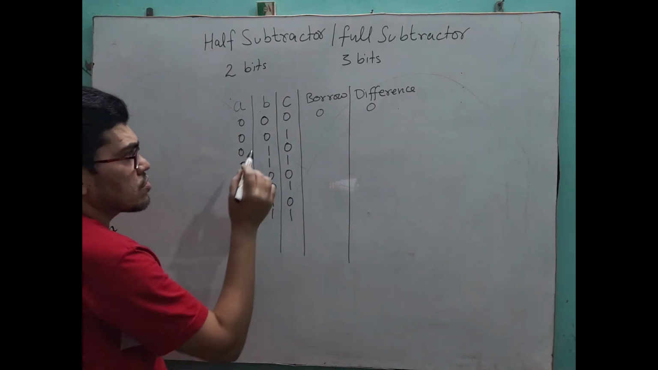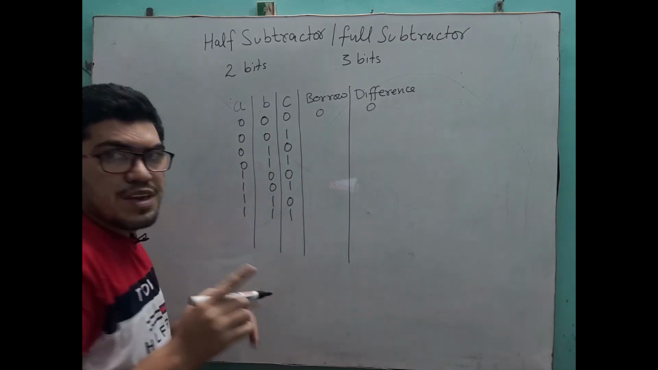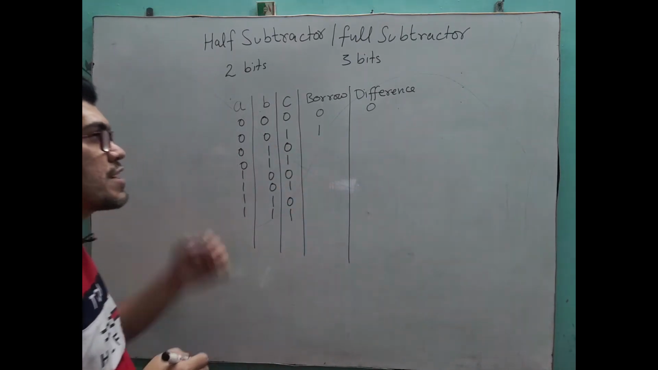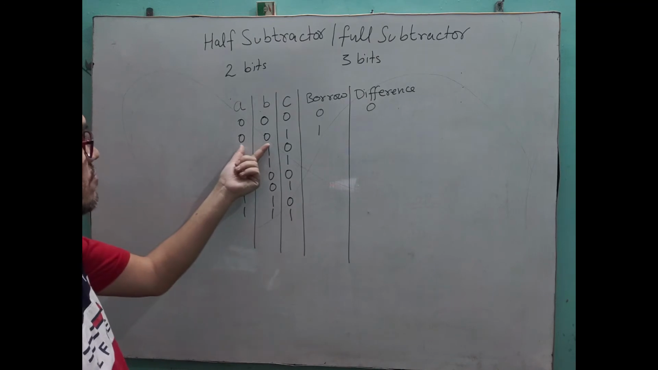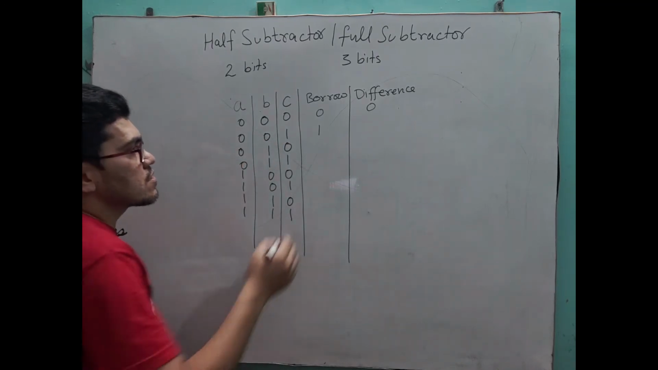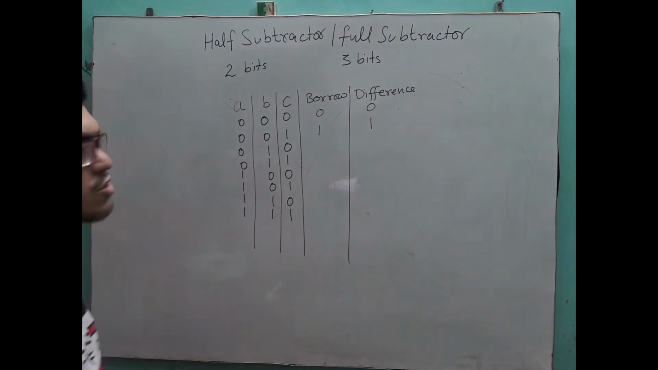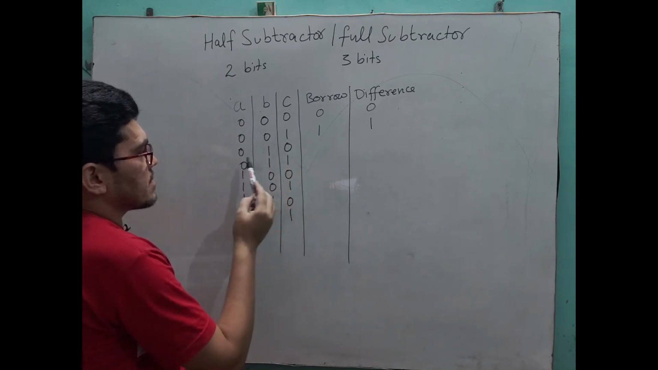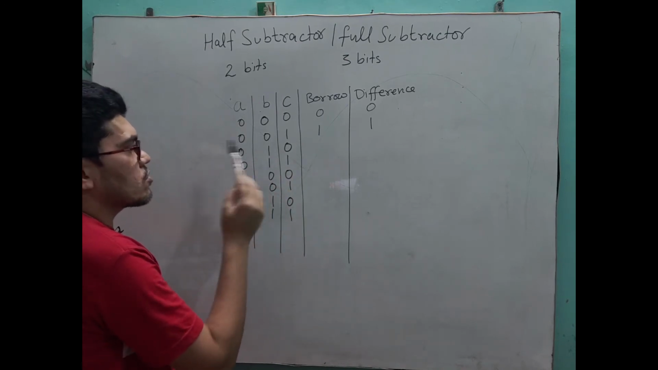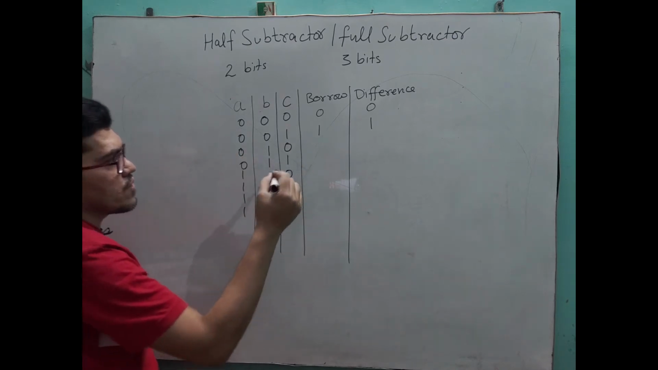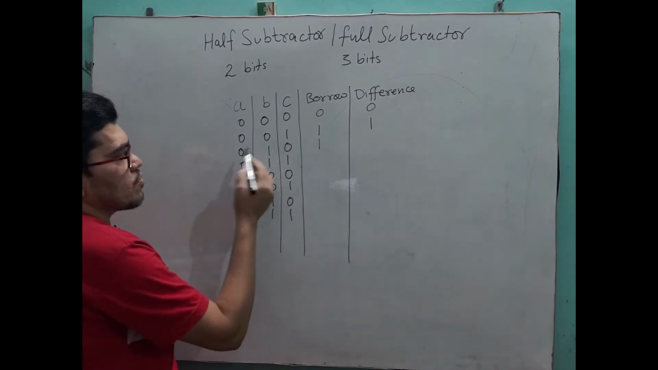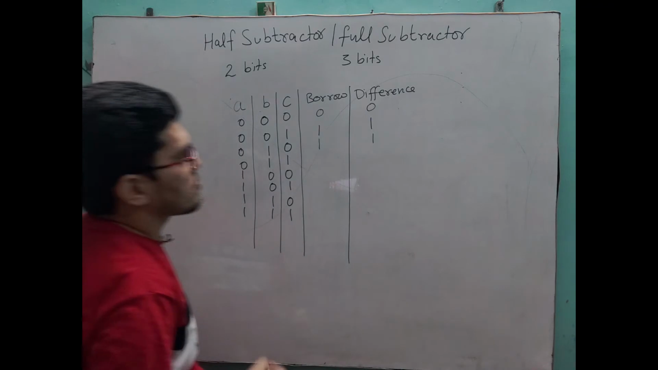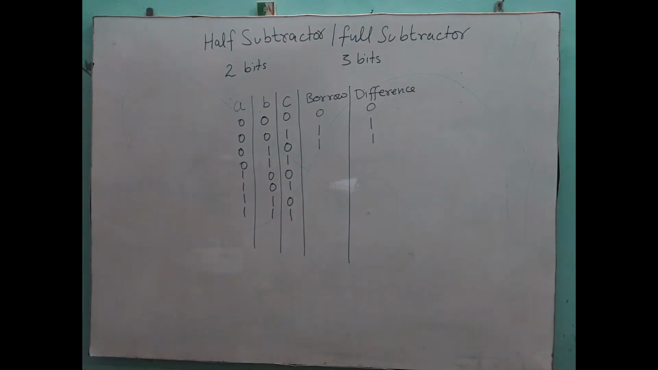0 minus 0 is 0, and 0 minus 1, we cannot subtract 1 from 0, so here we have to take 1 borrow. So when we take 1 borrow, it will become 10. 10 minus 1 is 1. Okay, now the next thing is 0 minus 1. Here also we cannot subtract, here also we have to take 1 borrow. So 10 minus 1 is 1, and 1 minus 0 is 1. So difference is also 1, and borrow is also 1.